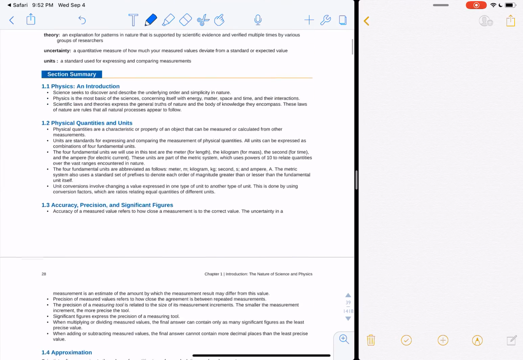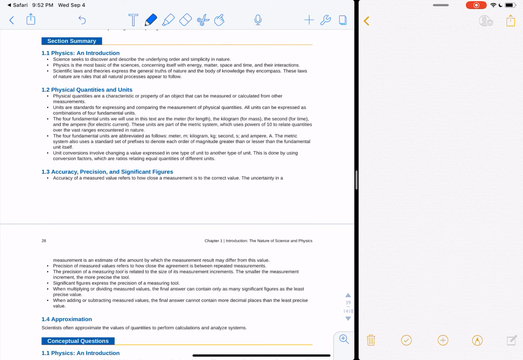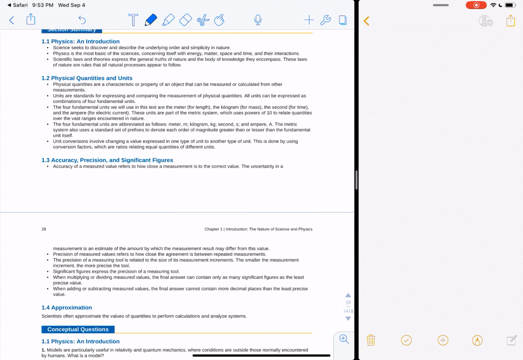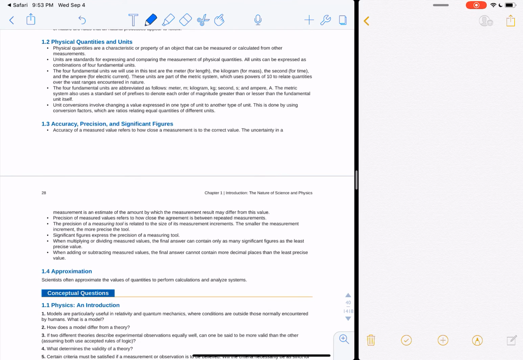So, our summary here. Physics is the study of energy, matter, space, and time, and what happens when things do things. Physical quantities and units: quantities are like mass, length, time, and then we have units that we can express the quantities in, like meters, kilograms, seconds, millimeters, micrometers, pounds, feet, whatever. And then you can convert from one to another.